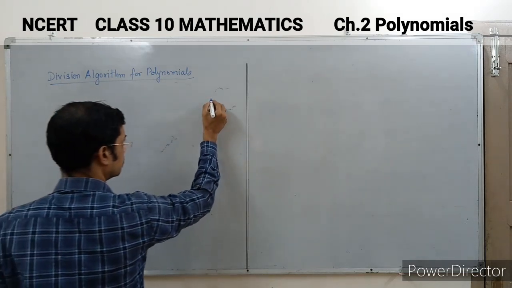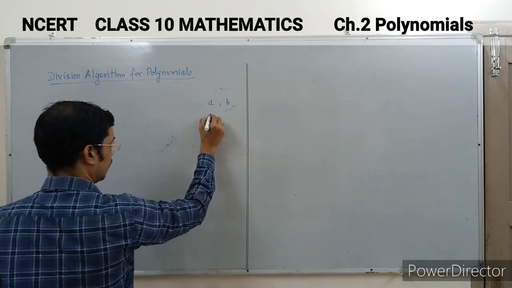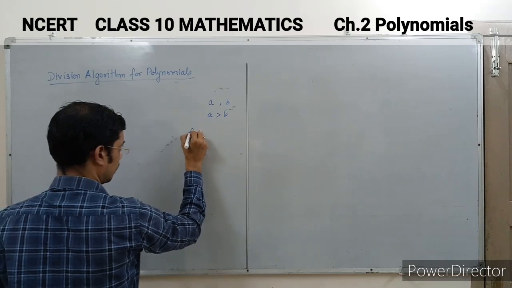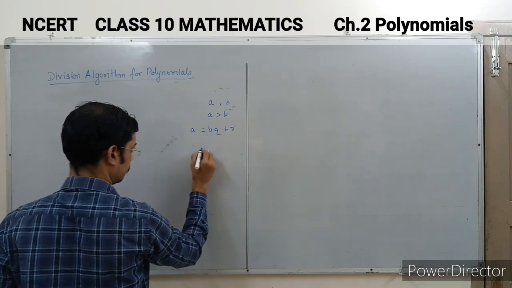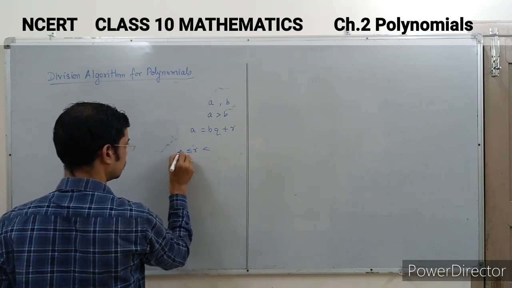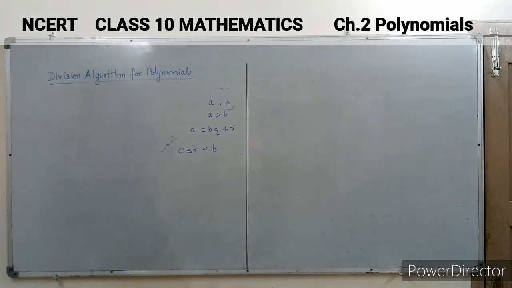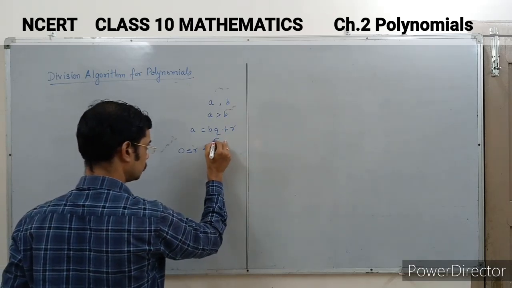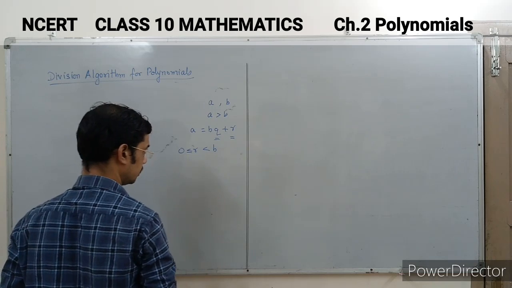It says that if there are two real numbers a and b, and if a is greater than b, then we can write a as b into q plus r, where r lies between 0 and b, and r can be 0. So this is what happens. How do you get these two numbers q and r? These two can be uniquely determined.